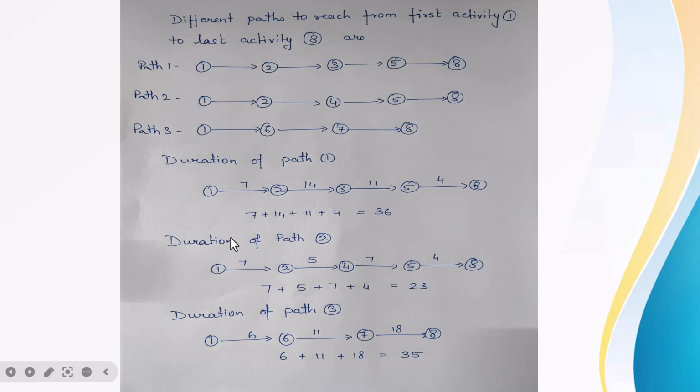If we take the duration of path 2, 1 to 2, 2 to 4, 4 to 5 and 5 to 8, the durations will be 7 plus 5 plus 7 plus 4.